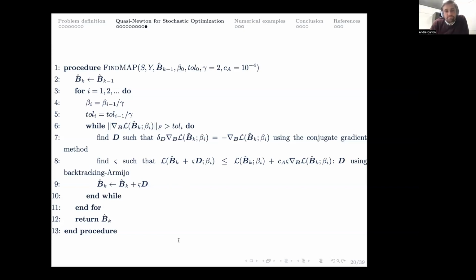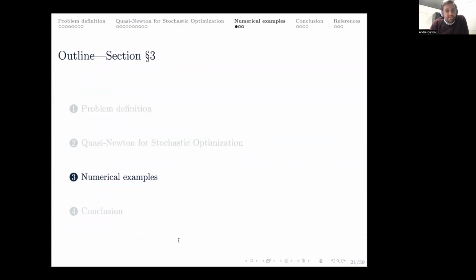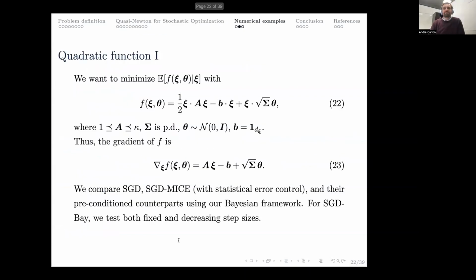So, okay, very nice, but does it work? Very important question. So let's see some numerical examples here. First, a very simple numerical example, a quadratic function where A will be the Hessian of our problem, right? We want to get B to converge to A, and we want to minimize this function.